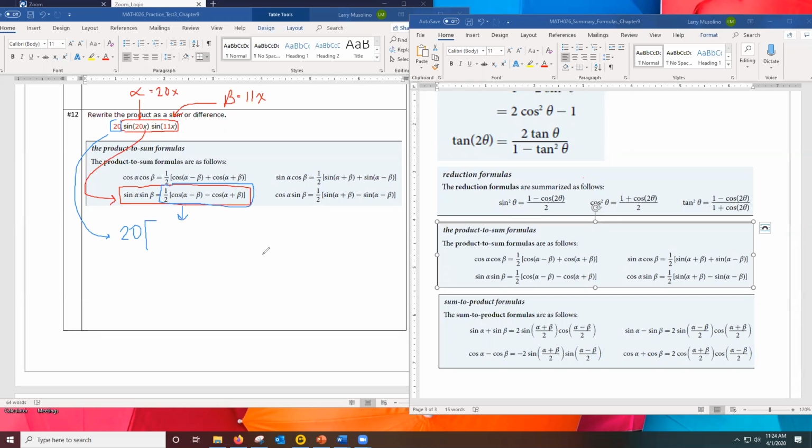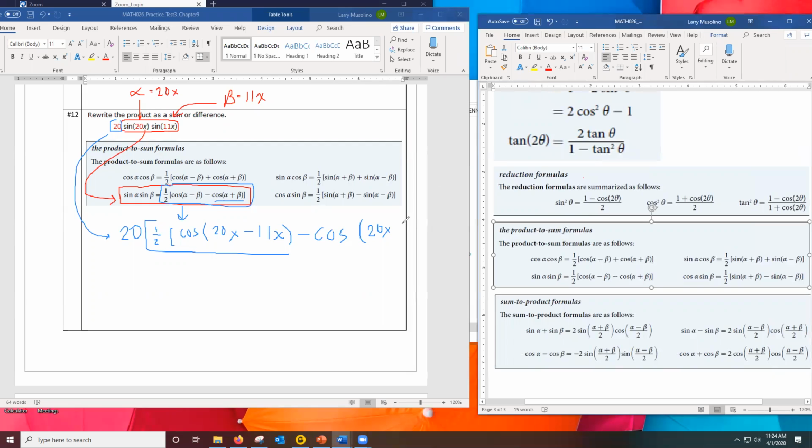When I plug into the formula, it's 1/2 in brackets cosine alpha minus beta. But our alpha was 20x and our beta was 11x. Okay, that's the front. Let me go to the back cosine. The back is cosine alpha plus beta. So that's going to be cosine of 20x plus 11x. Let me move this over. And I'm almost done. I'm just going to clean this up now.